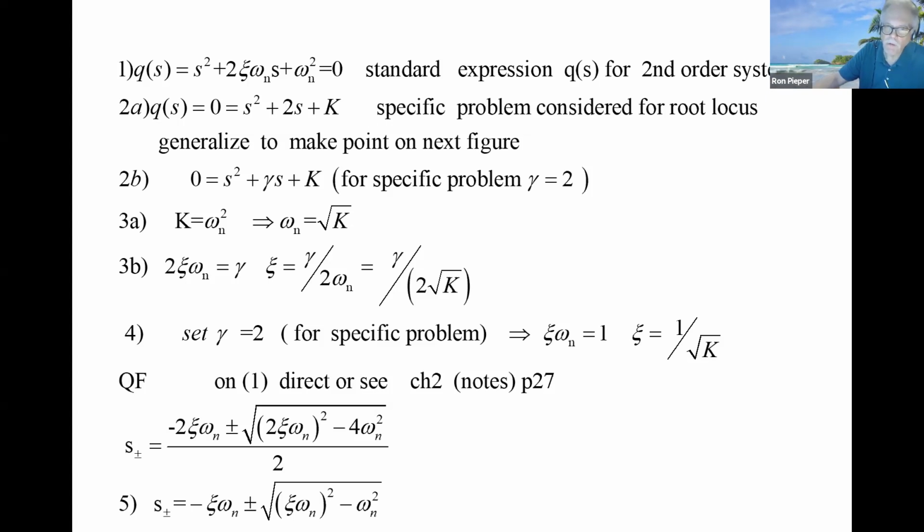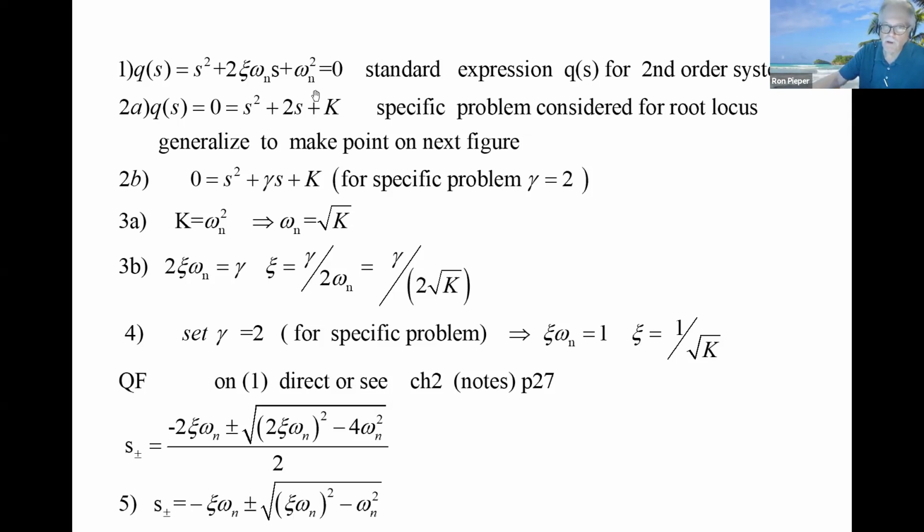Now, there is a figure in the text, also in the notes. I want to make an important point, which could be overlooked if you just saw the equation on the figure. So let's say instead of the one we have here, I'll use this arbitrary gamma. For the specific problem, this gamma is equal to 2. All I did was replace that with a symbol, which I could put some other number in later if I wanted to.